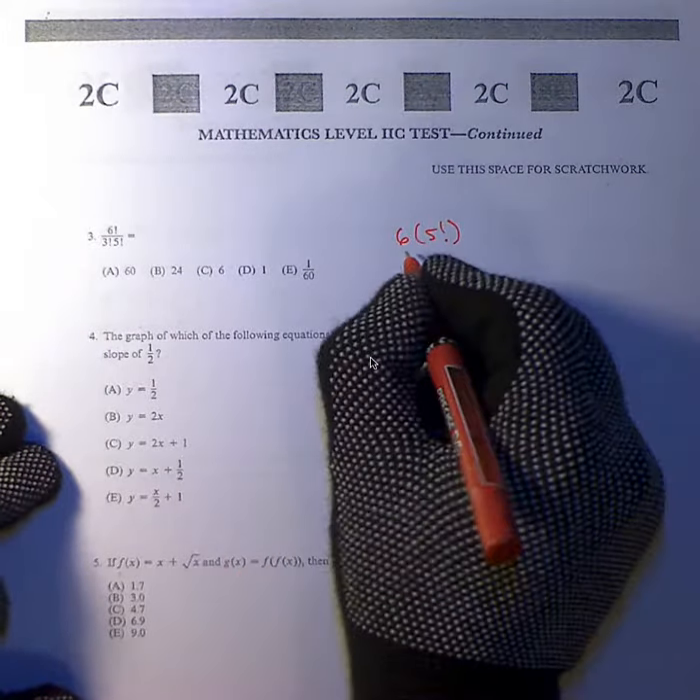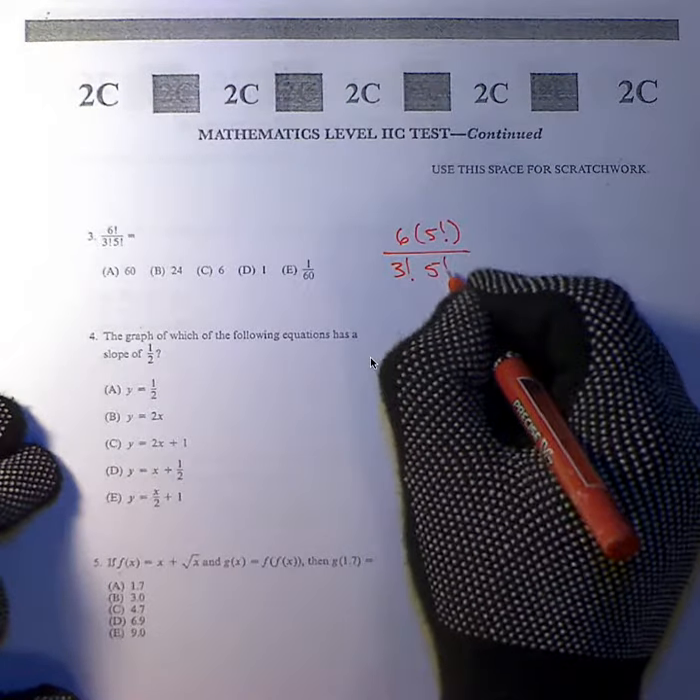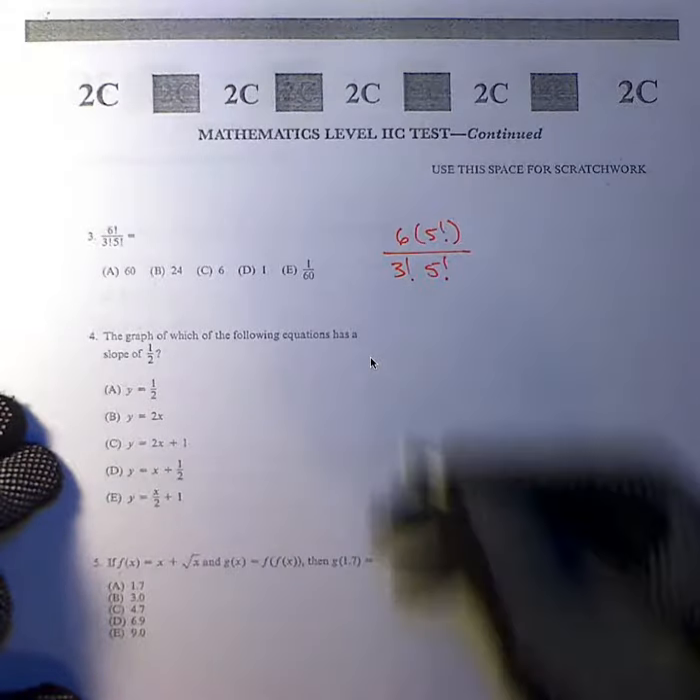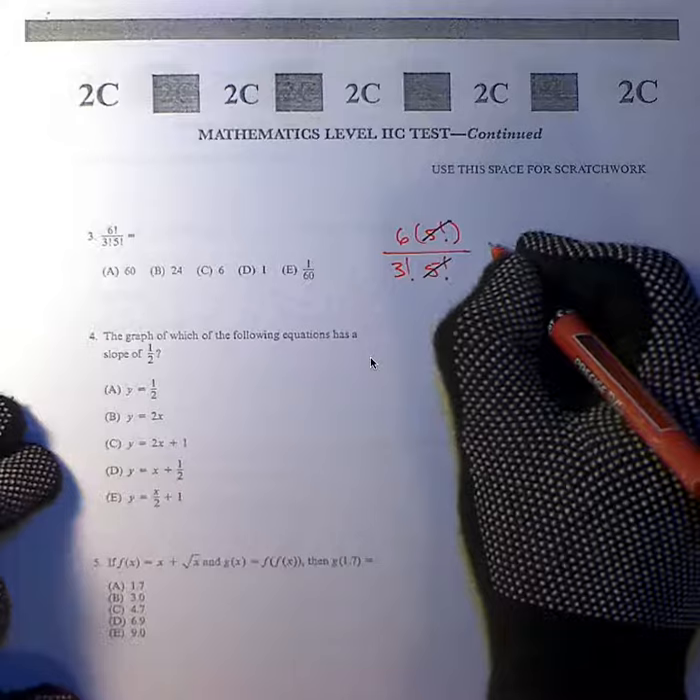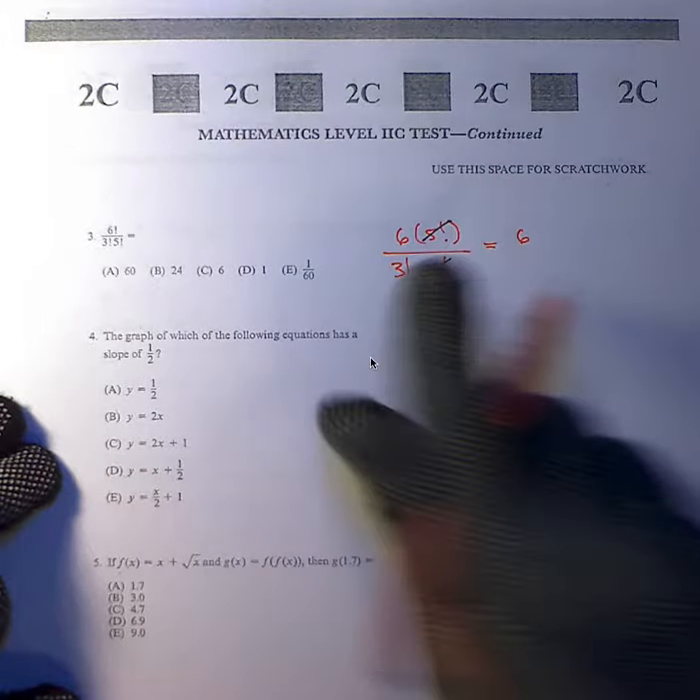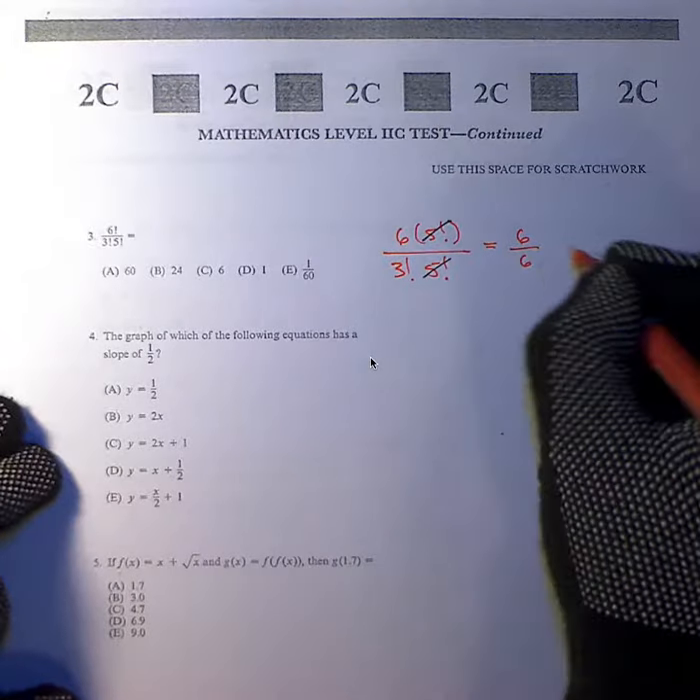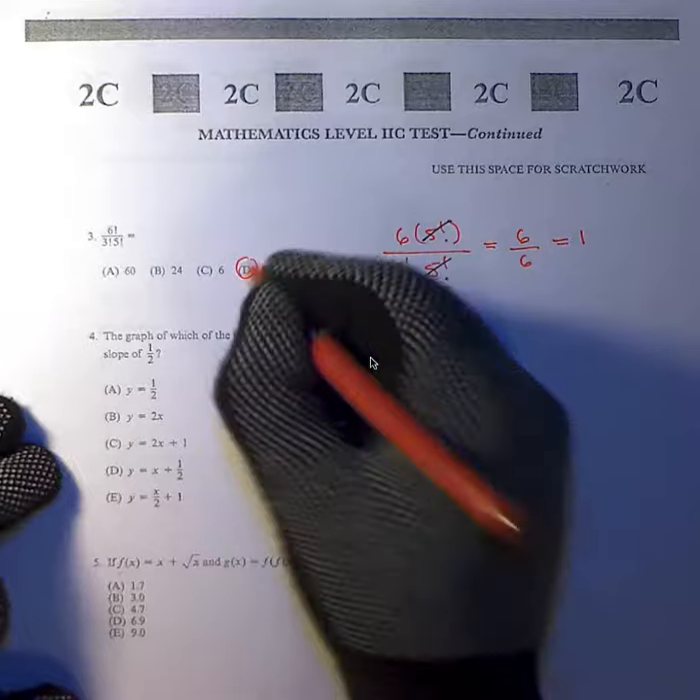Okay, and then divided by 3 factorial times 5 factorial, wherein it's pretty clear that we can cancel this 5 factorial and that 5 factorial. So we get 6 divided by 3 factorial, which is 3 times 2 times 1, which is 6. So 6 over 6, which is 1. And therefore, the correct answer is D.